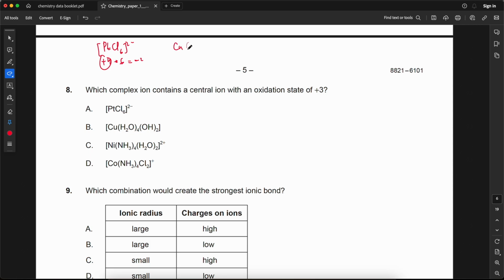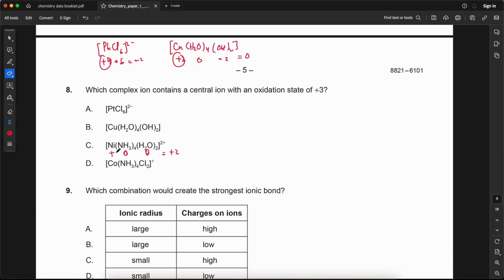For Cu(H2O)4(OH)2, it should be equal to 0 because there is no charge. So -2 for OH, H2O is neutral so 0, so Cu is +2. The third one should equal +2. So H2O is 0, and NH3 is also 0, so it should be equal to +2.